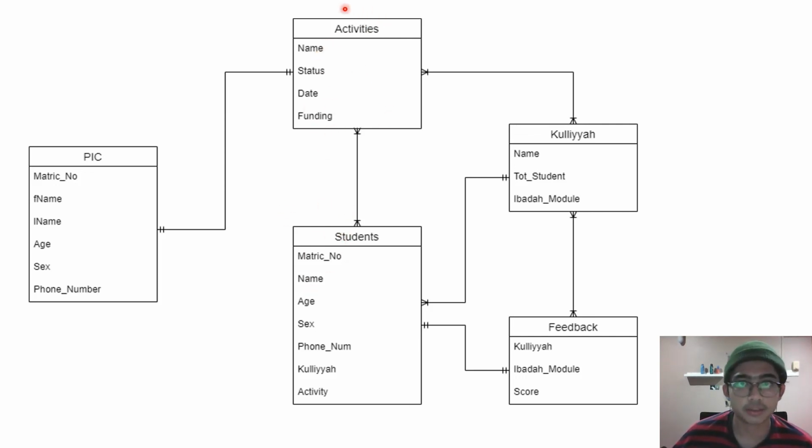So next is the activities entity, which has three different entity relationships, which, as I told earlier, are the kuliah and the student relationships. But now I will talk about the PIC, which is person in charge. The person in charge attributes are the metric number, full name, last name, age, sex, and phone number. The relationship between the activities and the PIC is one to one. And this is because a person can only be in charge of one kind of activity.